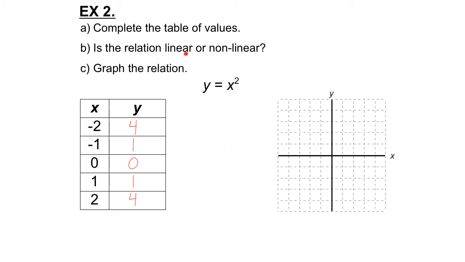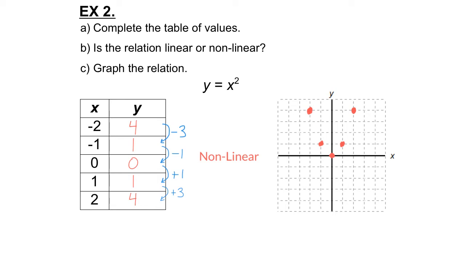Is the relation linear or nonlinear? Well, let's take a look at our first differences. From 4 to 1, we're going down 3. From 1 to 0, we're going down 1. From 0 to 1, we're going up 1. From 1 to 4, we're going up 3. So you can see the first differences are not equal. So this is nonlinear. Take a moment and try to graph this table of values on the grid.